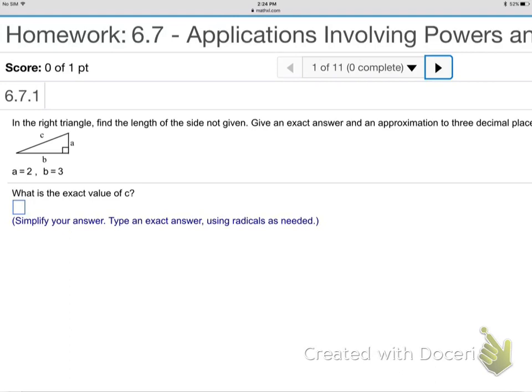Okay, there we go. Let's try this one. So they're giving me a right triangle there, like that. And they're giving me A, B, C, and they're saying A is 2, so that's over here, because that's where they put A. B is 3, they put B down here, so B is 3. And they want me to find C.